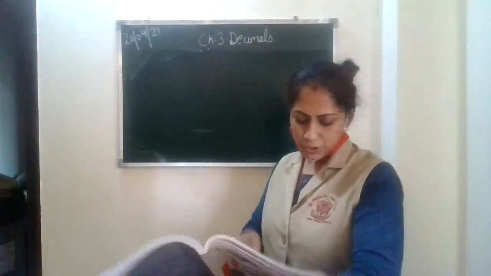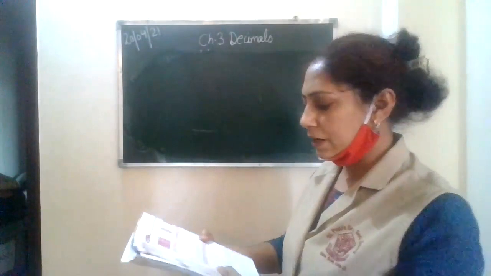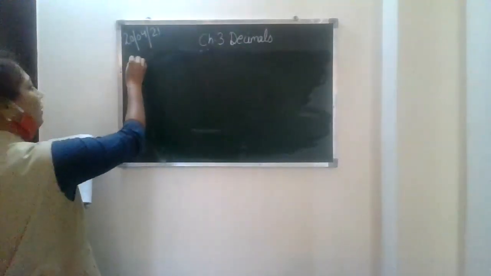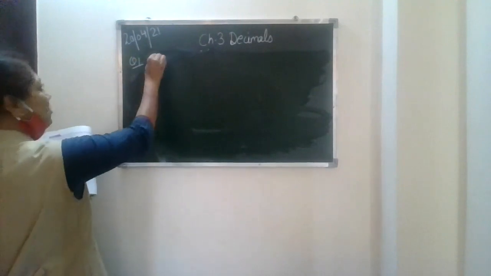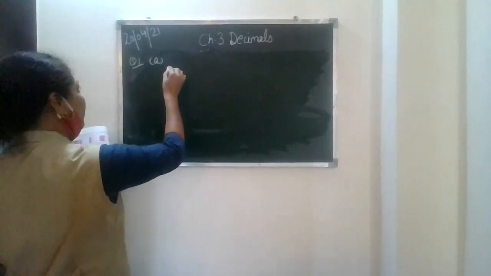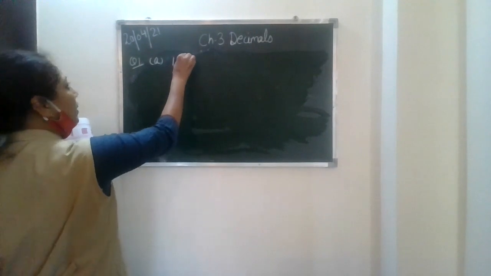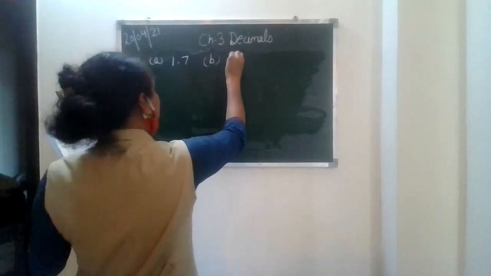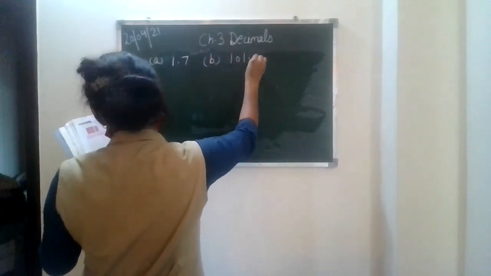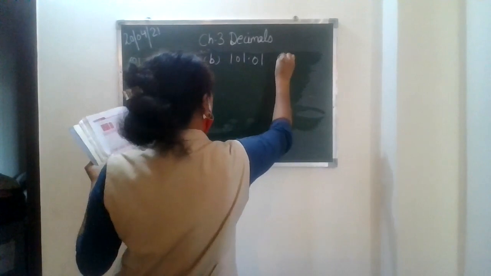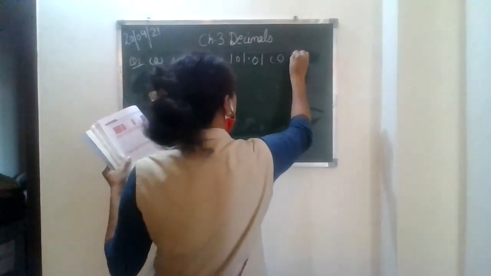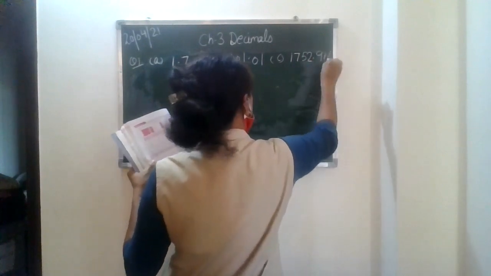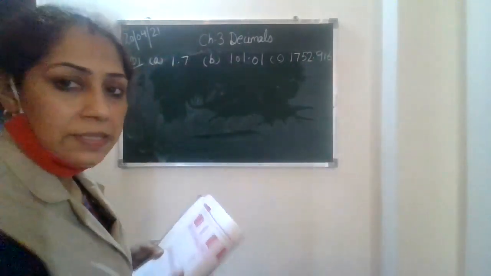The first question for the day is, write the following numbers in the place value chart. Okay. Write the following number in place value chart. The first number is 1.7. We will do 3 parts. Okay, 3 parts I'm going to do with you. This is 101.01, and another bigger number is 1752.916. Okay, this is how.